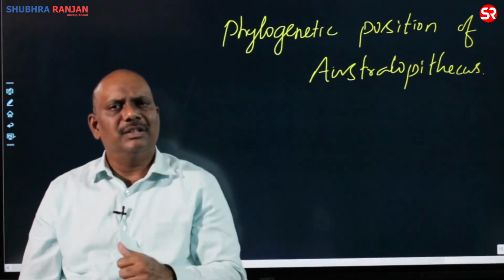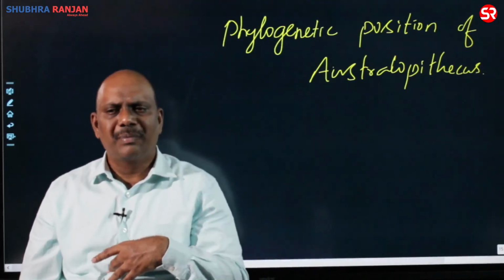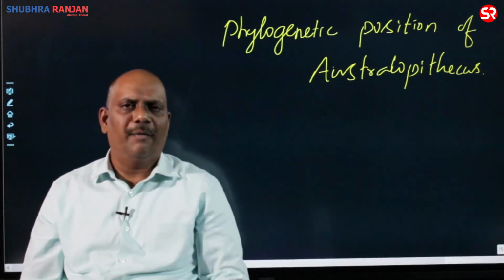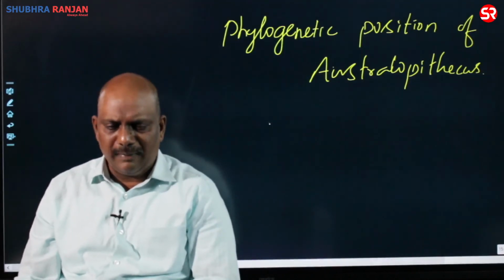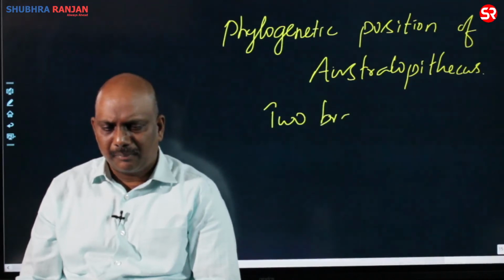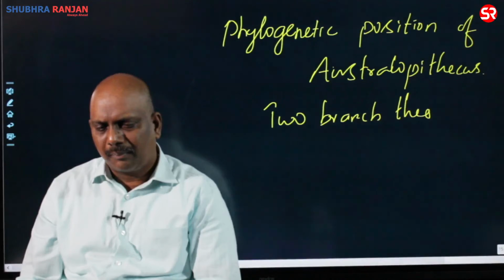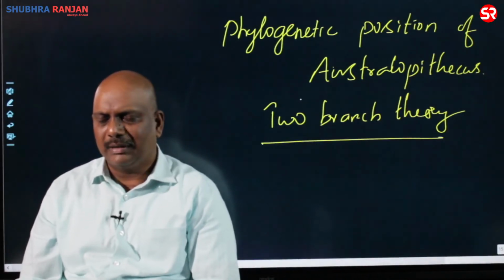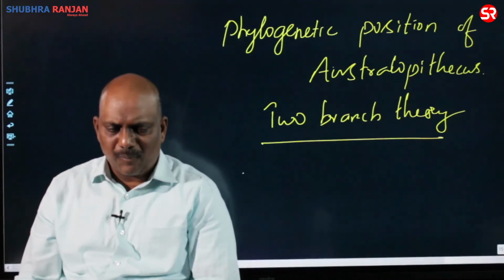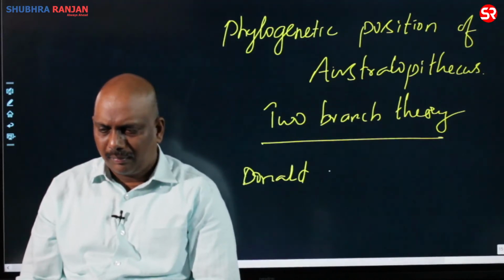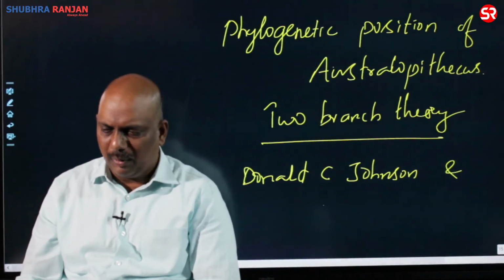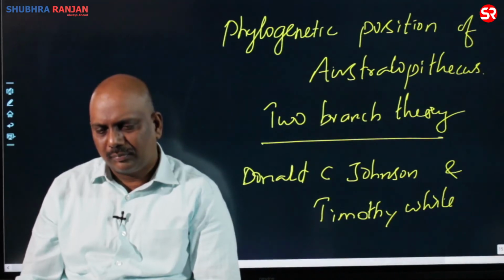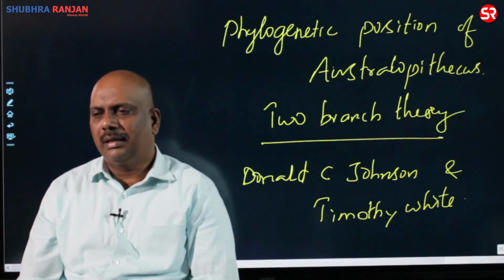But again, there are variations. We have gracile, we have robust. What actually happened to them? What was the fate and outcome? That's what we are going to discuss. So first, there is the one-branch, two-branch theory for the evolution of Australopithecus. This was given by Donald C. Johnson and Timothy White.